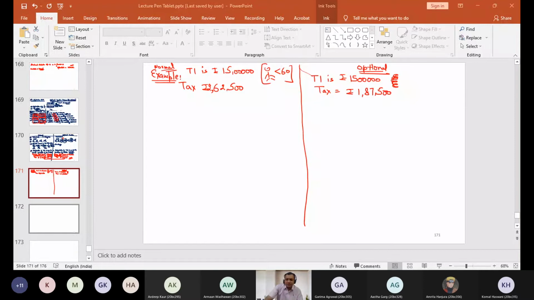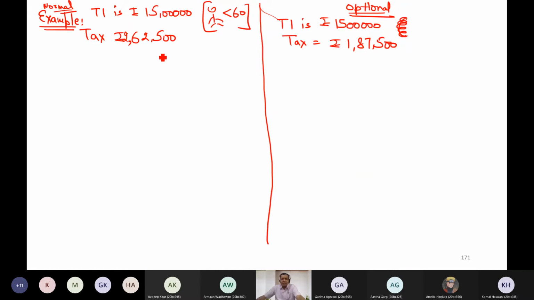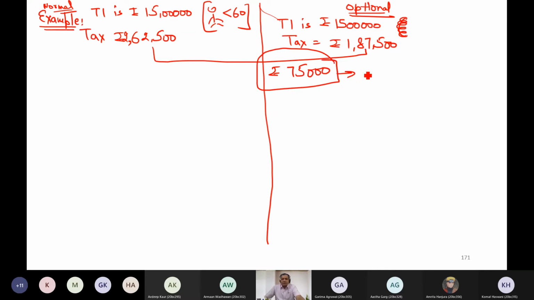Okay, so now I can make another conclusion. Because beyond 15 lakh, there is no difference between these two schemes. The only difference exists till the income is 15 lakh. So what is the maximum tax saving which I can have under optional taxation? This difference, 262,500 minus 187,500, is the maximum tax saving which I can have. So the difference is 75,000 rupees. This is the maximum tax saving.